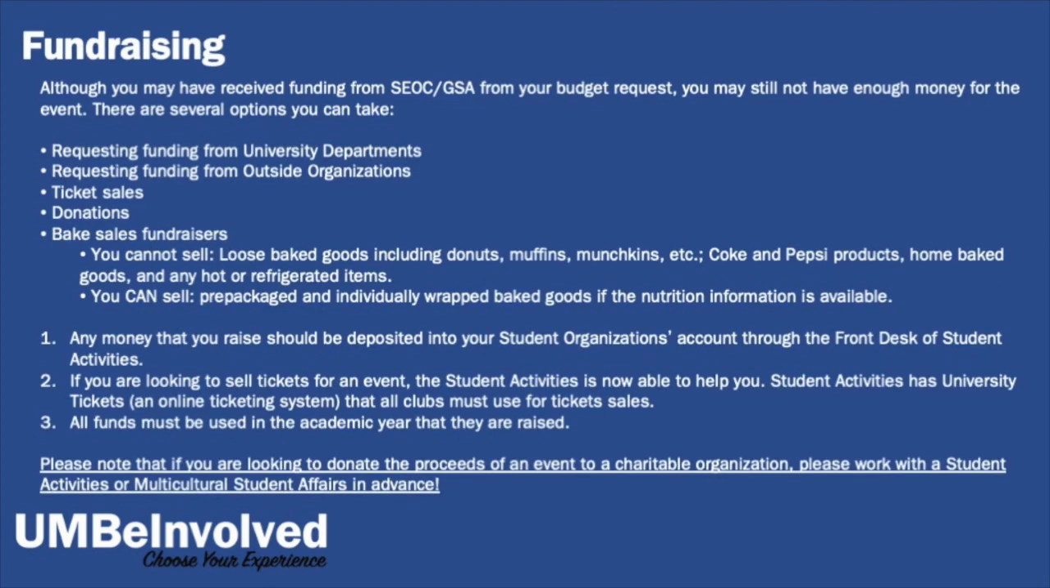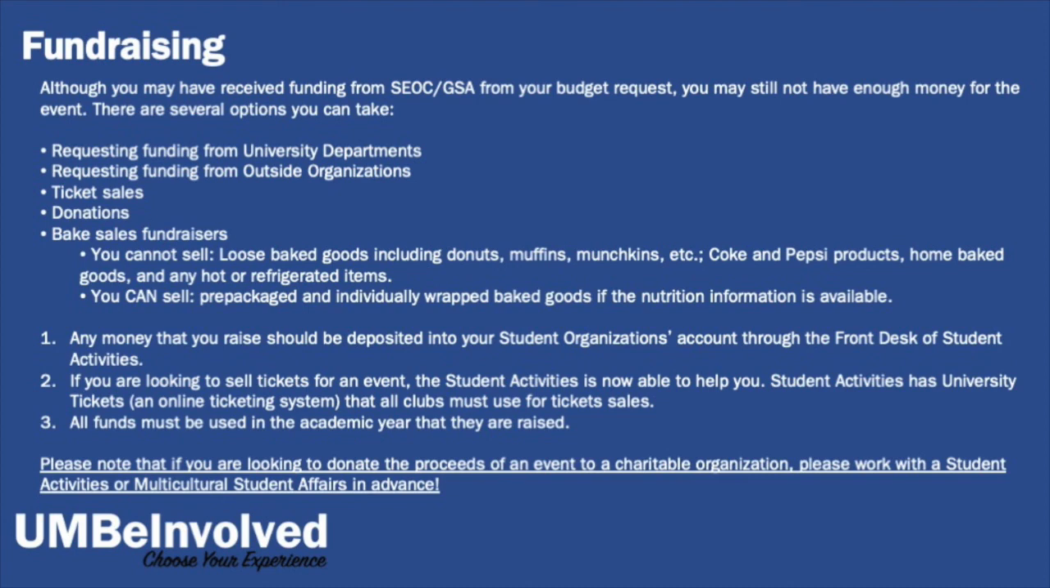Fundraising. Although you may have received funding from SEOC or GSA for your budget request, you may still not have enough money for your event. There are several options you can take. Request funding from a university department or an outside organization. Sell tickets for your event. Ask people for donations. Or do bake sales.